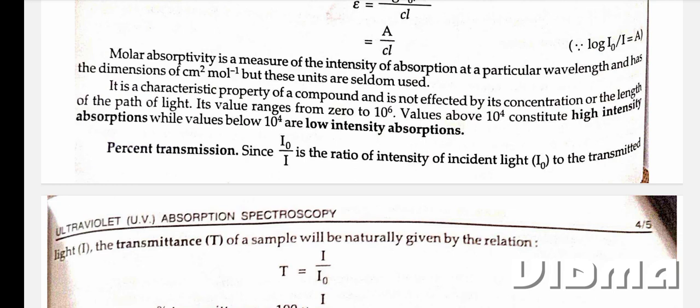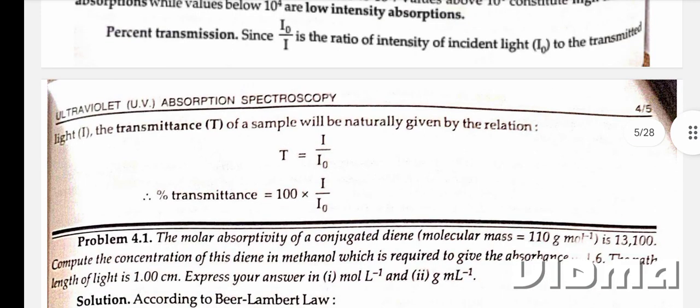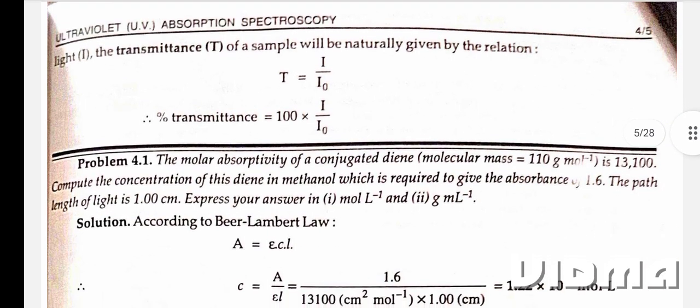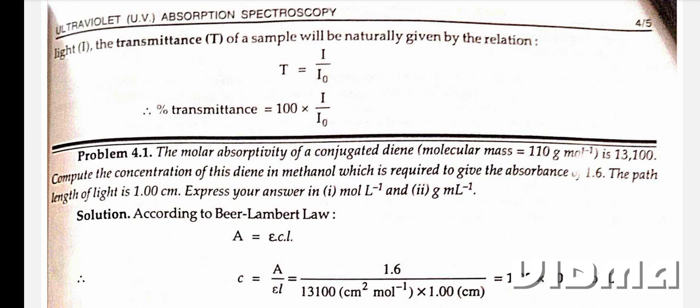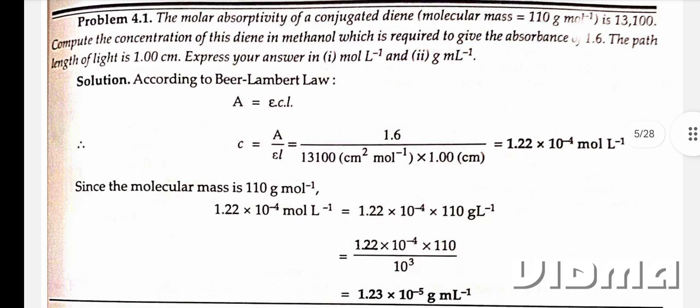Percent transmittance. Since I0/I is the ratio of the intensity of incident light to the transmitted light, the transmittance of a sample will naturally be given by the relation T = I/I0. Percent transmittance = 100 × I/I0.